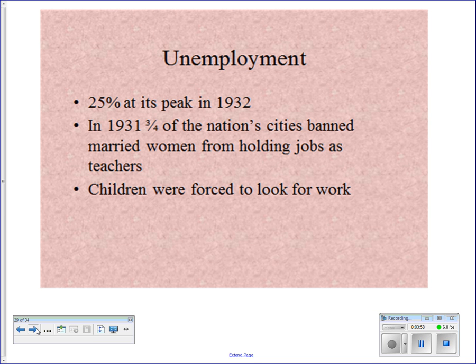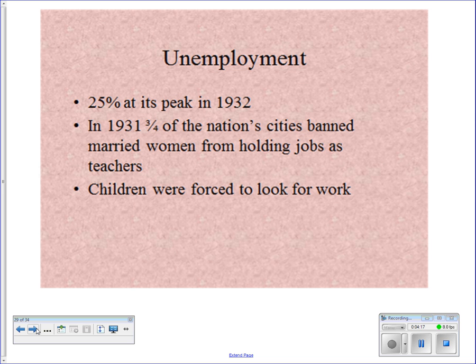All right. Probably most importantly was unemployment. At its peak of the Depression, 1932. That's a bad year if you're Herbert Hoover, because that's your election year. 25% unemployment. Right now it's at about 10 or 11%, and we think that's too high. So imagine more than double what current unemployment is. That's what the Depression was like.